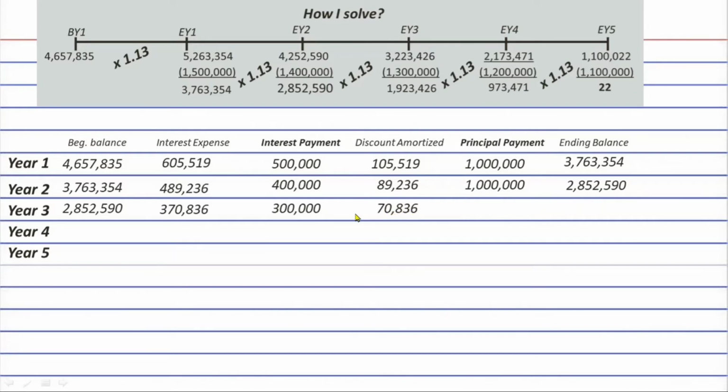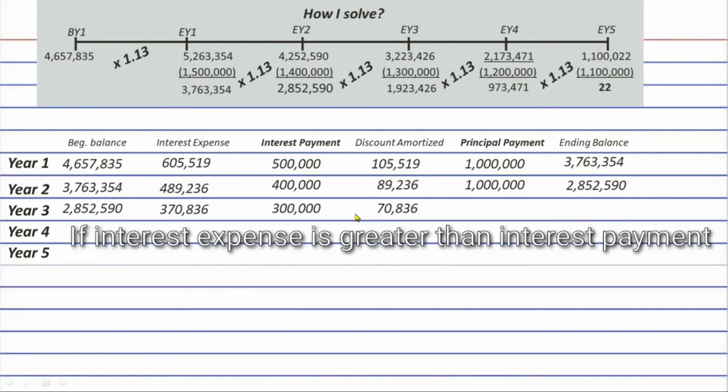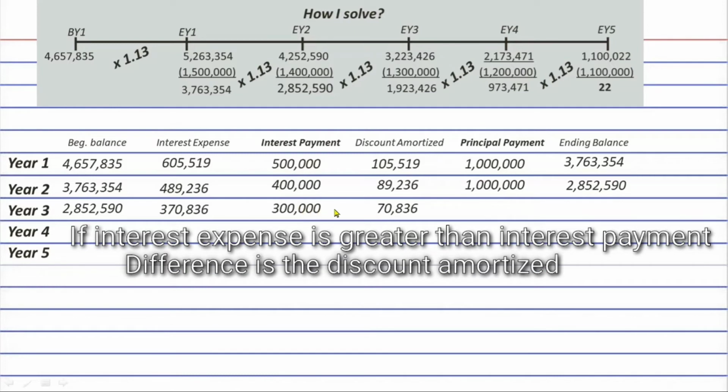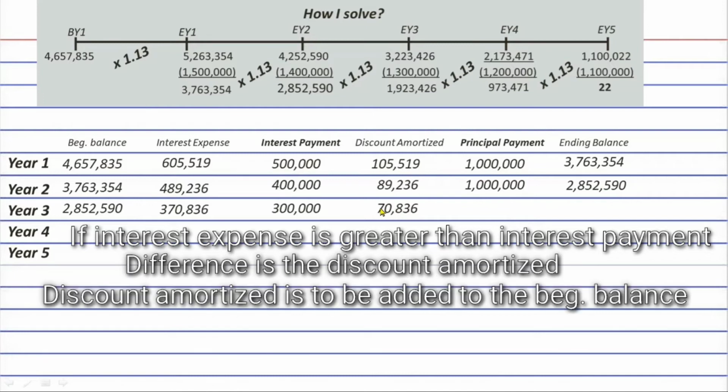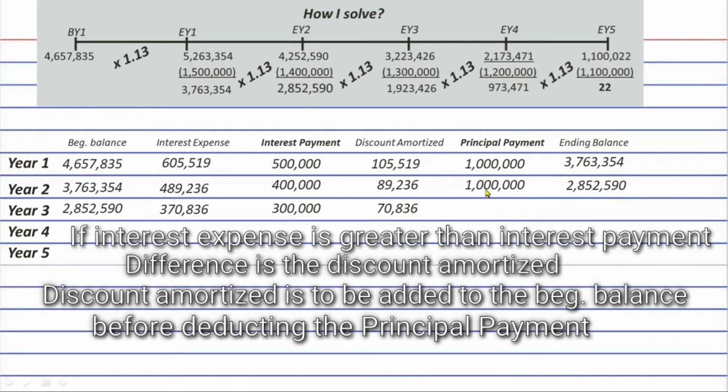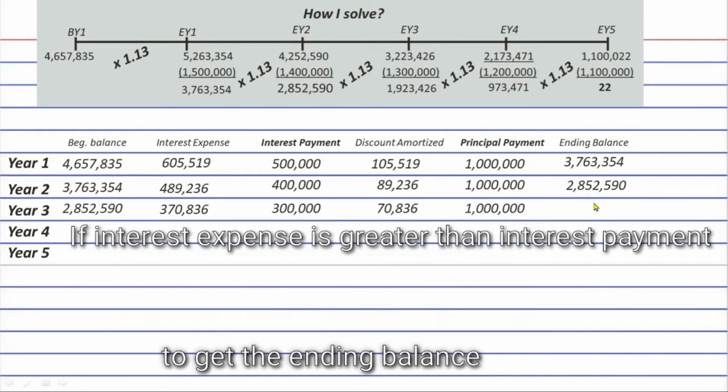Again, you need to remember that if the interest expense is greater than the agreed interest payment, the difference is the discount amortized. Okay? And in addition, it should be added to the beginning balance before deducting the principal payment agreed if there is, because most of the time the principal payment is made only once at the end of the maturity period. And if you do that, then you will get the ending balance immediately.